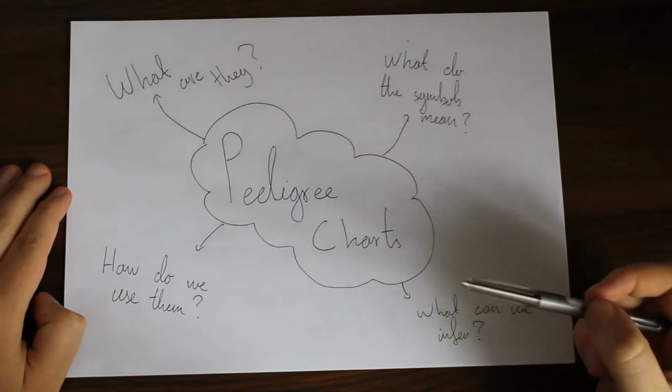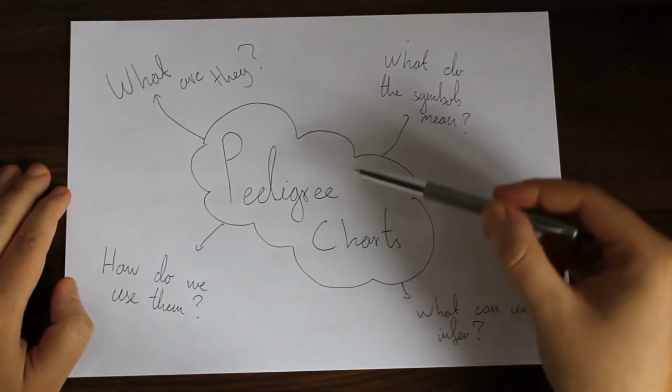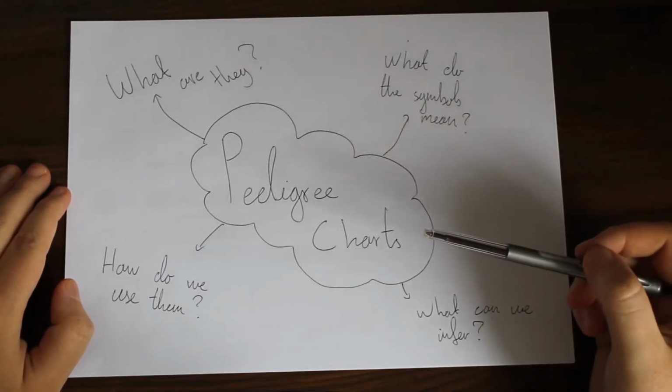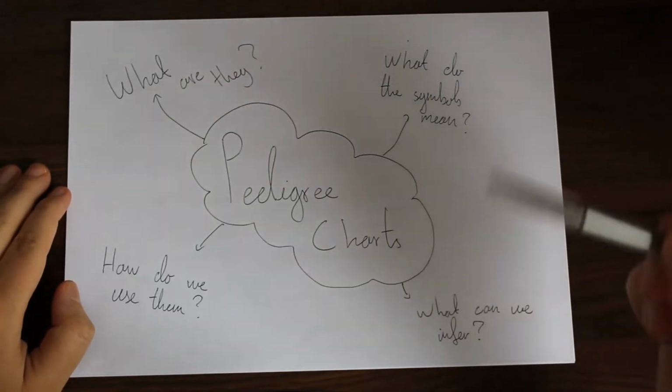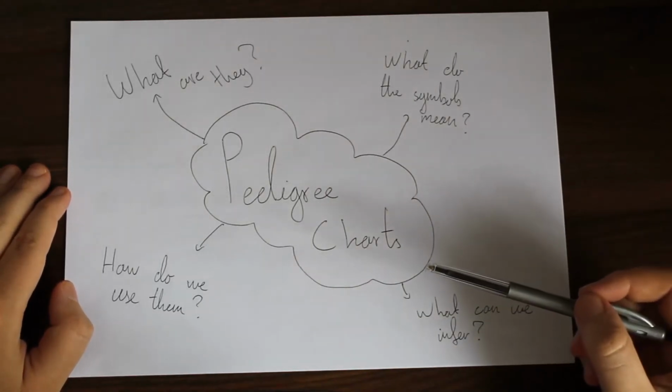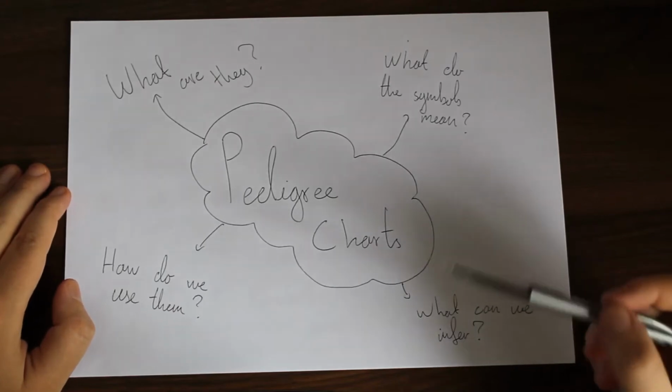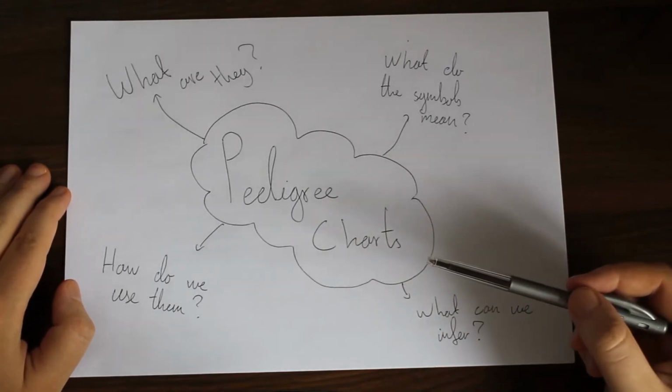So to start it off, just to put it into a simple summary, a pedigree chart is a diagram that shows inheritance patterns of a certain trait. So we can see a certain trait and how it's inherited through a series of generations. Okay? And we usually use that to predict a parent's genotype.